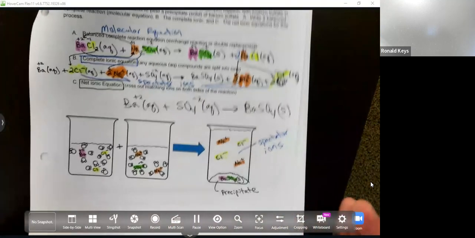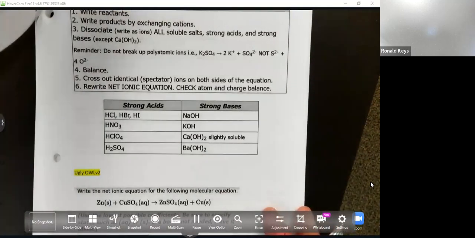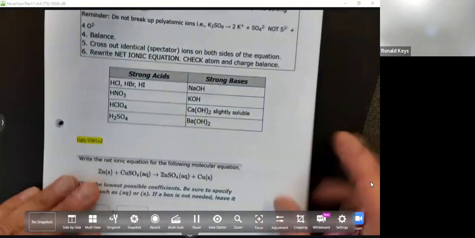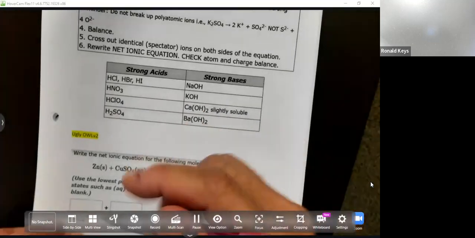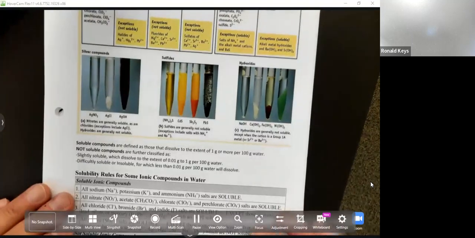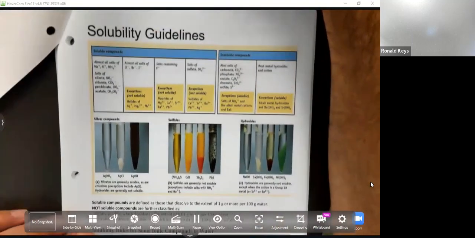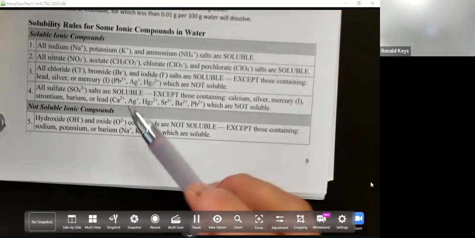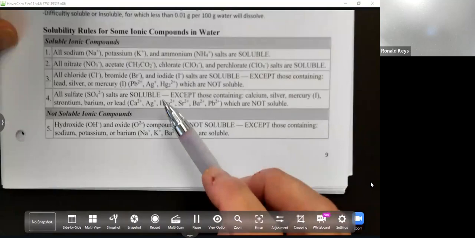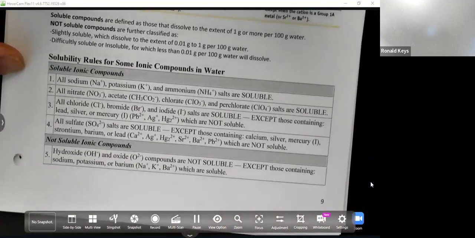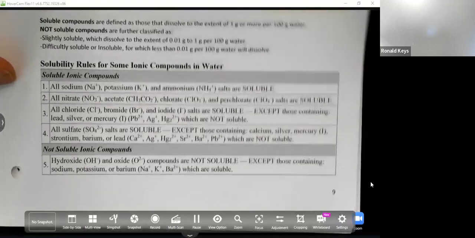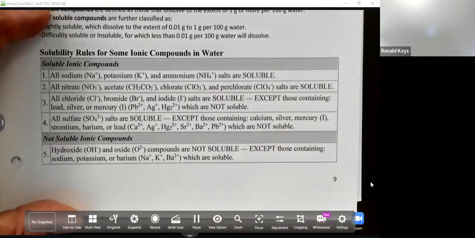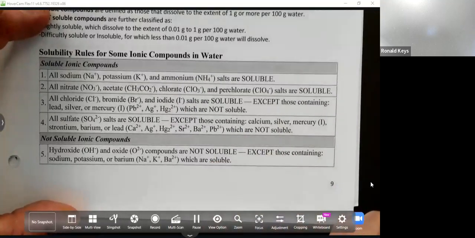Okay. Let's go to the next page. I'll come back to this. I've got an ugly owl question here. If I go to the bottom of page 9, the bottom of page 9 has solubility rules. Page 42 of your lab manual has solubility rules.